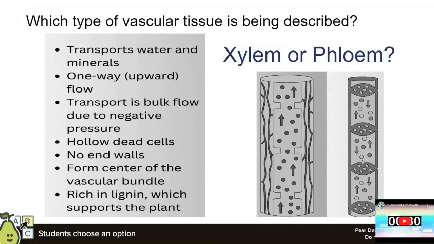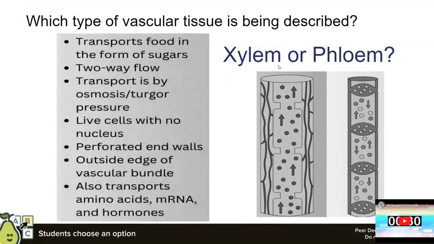These form in the center of the vascular bundle and have lots of lignin. So we are describing xylem. This is the xylem. Now, what about this one?